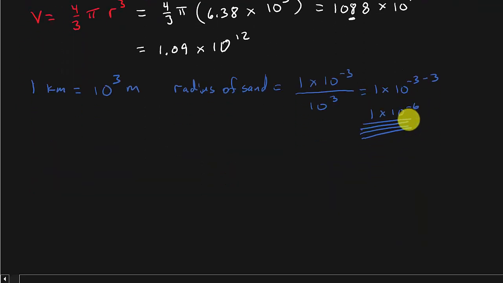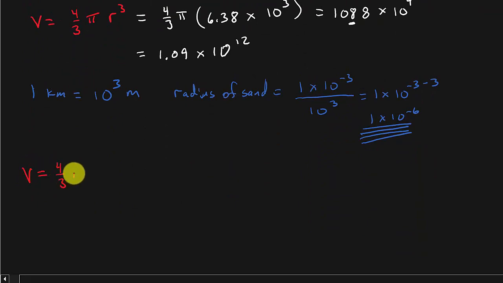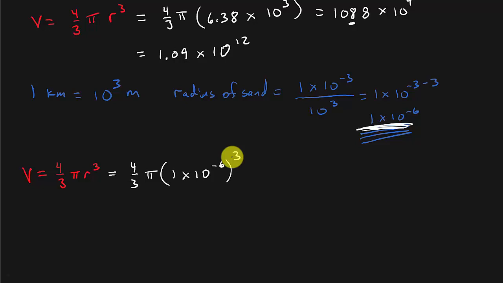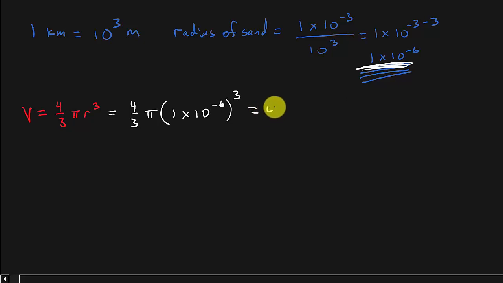So now we've got to use the formula. V equals 4/3 pi r cubed, which is equal to 4/3 pi times the radius, which is this right here, 1 times 10 to the negative 6, cubed. So what are we doing now? We're finding the volume of a grain of sand. I'm not going to go through simplifying this. I'm just going to write the answer down. It's what we did up here. So that comes out to be 4.19 times 10 to the negative 18.